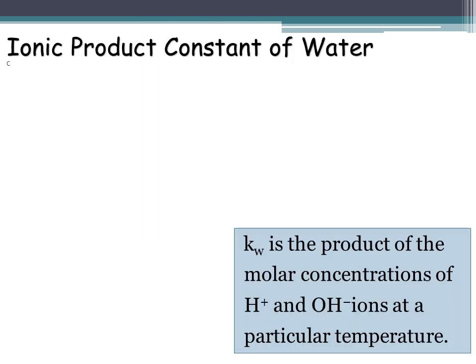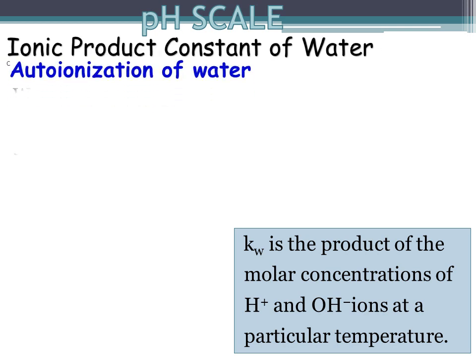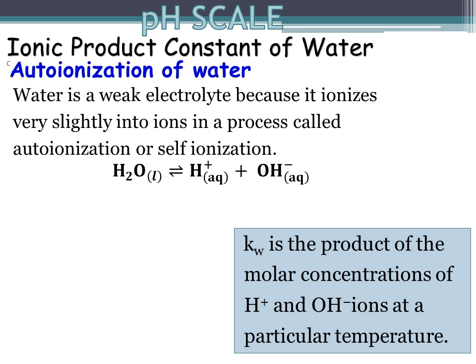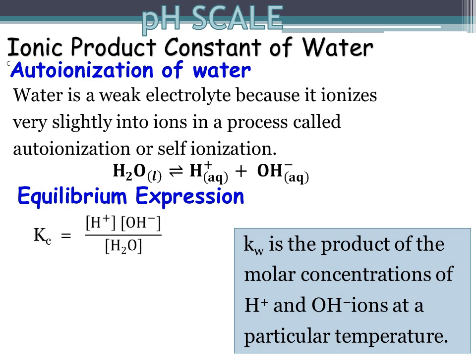pure water. So when we go for the auto-ionization concept of water, it means self-ionization, and you consider water as a weak electrolyte, because it ionizes very slightly into ions, and water splits itself into hydrogen ions and OH ions. Then you proceed towards the equilibrium expression, and one thing should be kept in your mind: the product should be taken in the numerator and the reactants in the denominator.